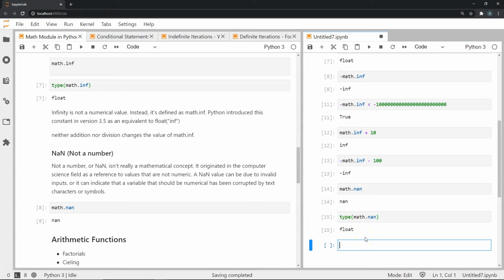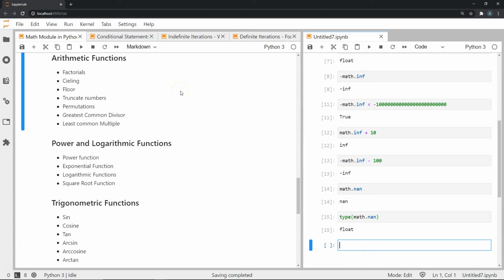So this is another special data type that was created specifically for this case, where it's the equivalent of a float, but it's not really the typical float that we associate with. So this was constants in the math module. Our next topic will be arithmetic functions that we can do using the math module.